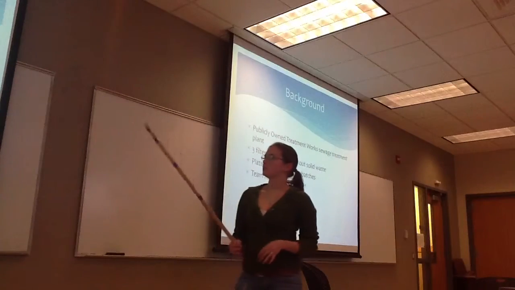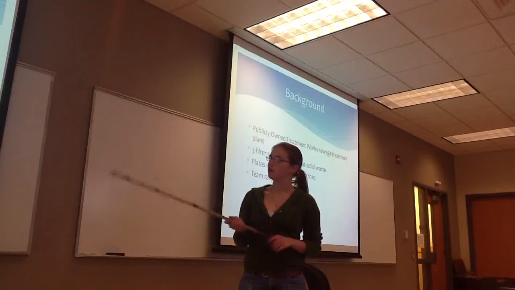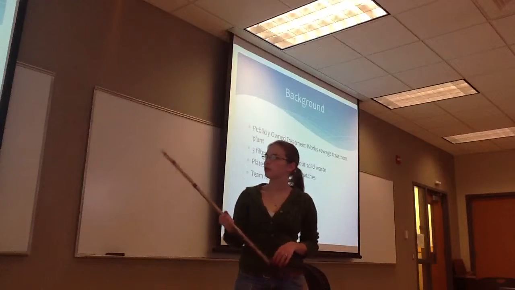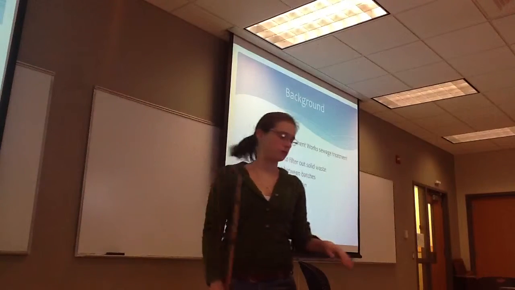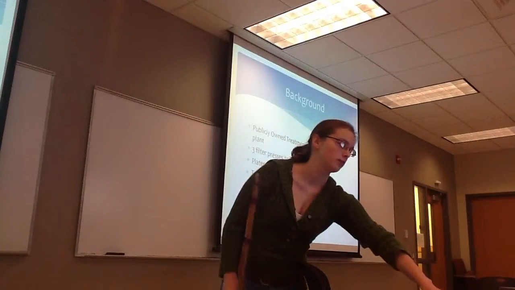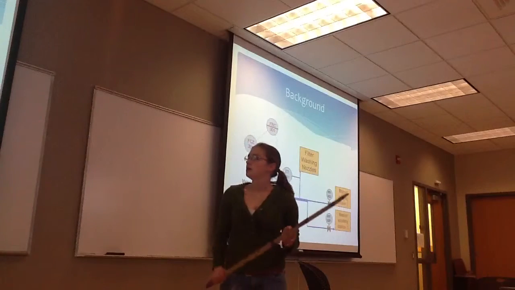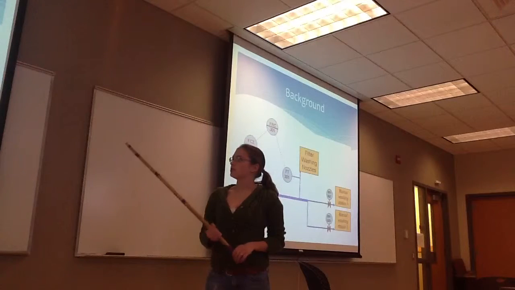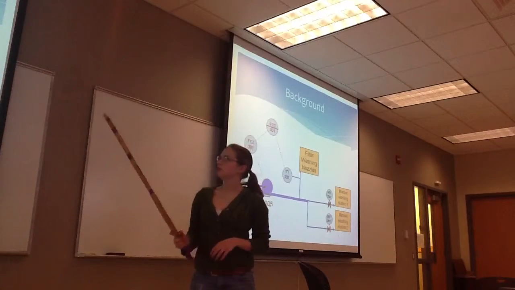Brief background, this is the publicly owned treatment works sewage treatment plant. It's modeled after that. There are 3 filter presses, and the plates are cleaned between batches. Our team range was between 8 and 20 pounds per minute. Also in the background of the system, this is how the system is laid out.